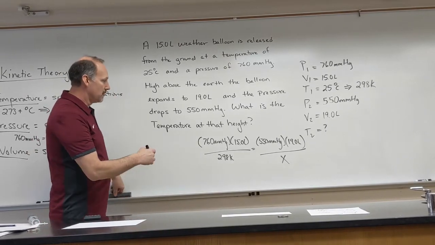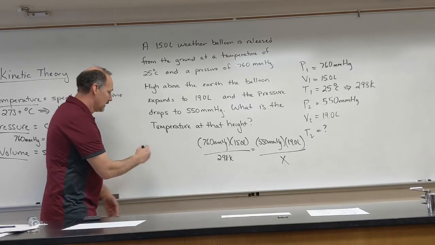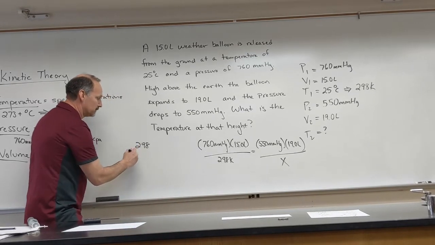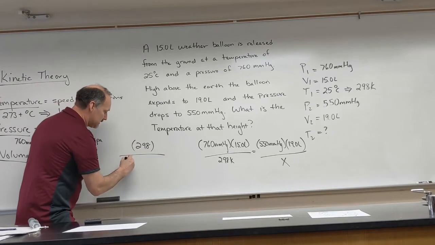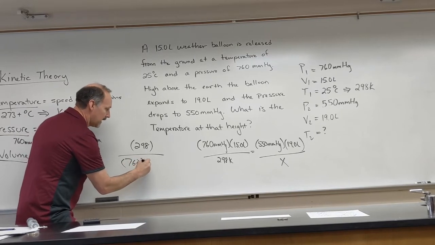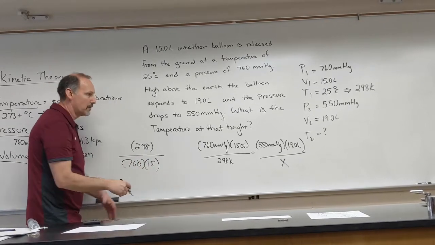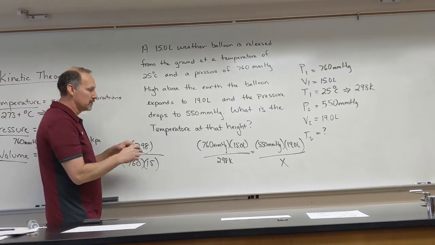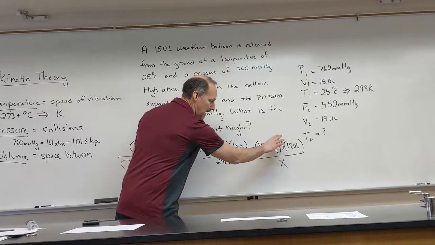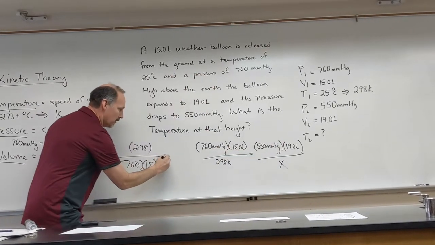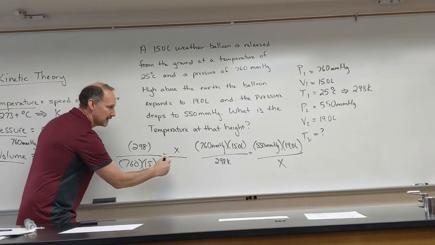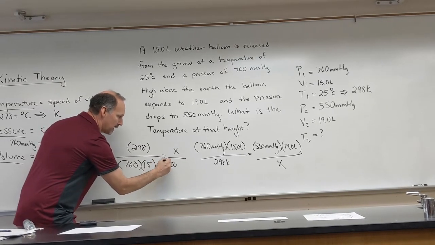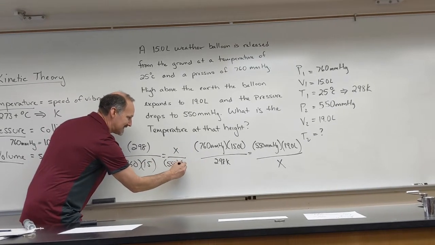You ready? I'm going to do it. I'm going to flip this one over first, so I get 298, okay, over 760 and 15. Now I'm going to make the numbers a little easier. I'll talk about the units in a little bit. Then I'm going to flip this side over. So X goes on top. I get then 550 on the bottom, and then 19.